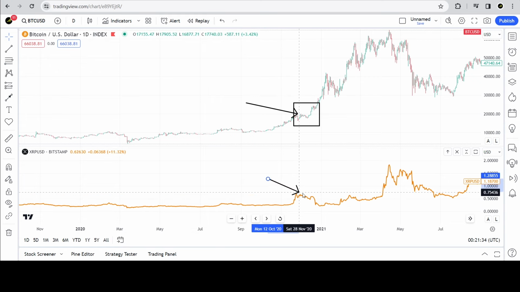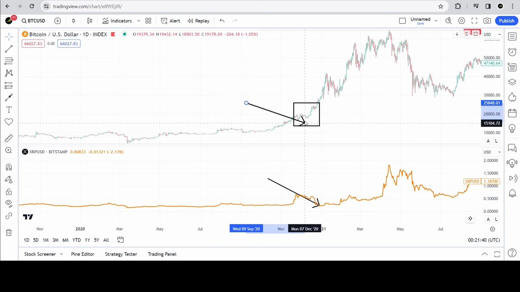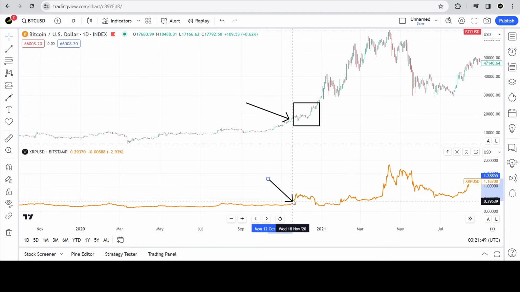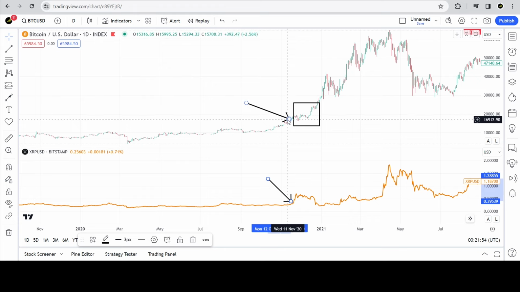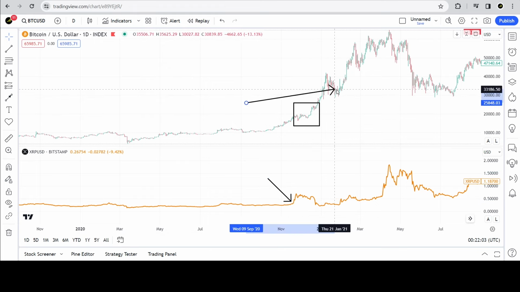So the move up to the low right here, that is this box over here. Now, in my last video, we were very close. We were in this area right here. XRP was also in this area, which it pretty much still is. However, since that last video, Bitcoin has been on fire.